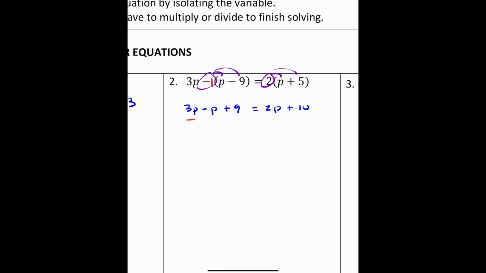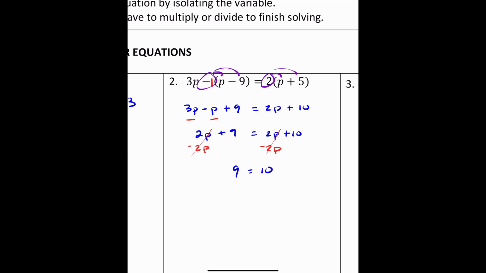Notice that we can combine the like terms on this side of the equal sign. So I have 3p minus p. So that's going to be 2p plus 9 equals 2p plus 10. There's nothing to combine on the right-hand side of the equal sign, so now I can go ahead and proceed. Let me go ahead and subtract both sides by 2p here. And look at that, 2p minus 2p, that cancels. So I have 9 on the left-hand side of the equal sign. And then this 2p minus 2p on the right-hand side of the equal sign will cancel out. So I'm left with 10.